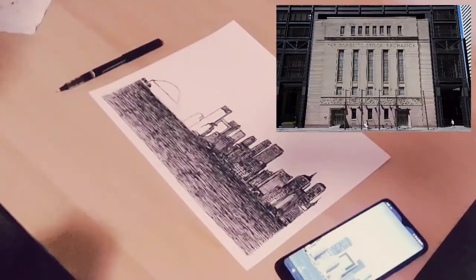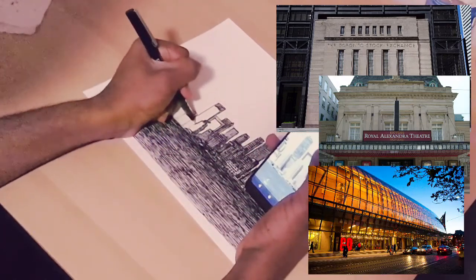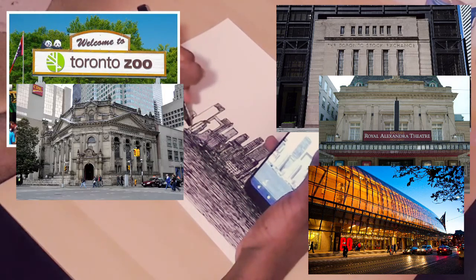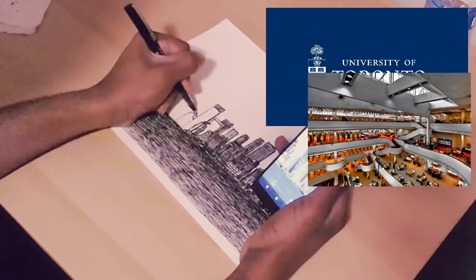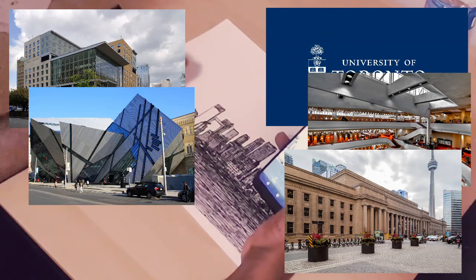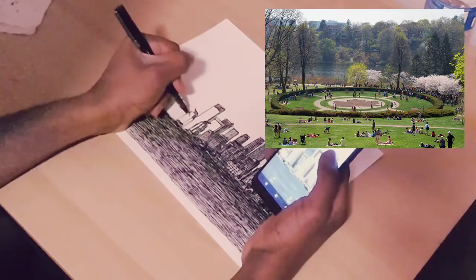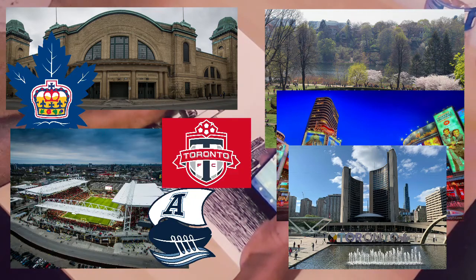We got the Toronto Stock Exchange, Royal Alexandra Theatre, Art Gallery of Ontario, Toronto Zoo, Hockey Hall of Fame, St. Lawrence Market, University of Toronto, Toronto Public Library, Union Station, Toronto General Hospital, Royal Ontario Museum, Casa Loma, High Park, Yonge-Dundas Square, Nathan Phillips Square, the Coca-Cola Coliseum, which used to be called the Ricoh Coliseum. It's home of the Toronto Marlies. BMO Field, home of the Toronto FC and the Toronto Argonauts.